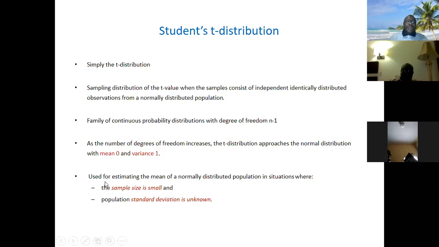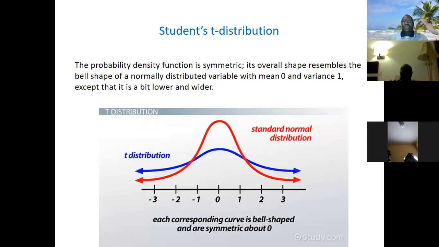Now, the T distribution is a family of distributions. We'll talk about it because it depends on the degree of freedom. As the degrees of freedom increase, the T distribution approaches the normal distribution. You're going to see that. It is used for estimating the mean of a normally distributed population in situations where the sample size is very small. That was why Gosset invented it, when the population standard deviation is not known. So these two points, we are going to revisit.